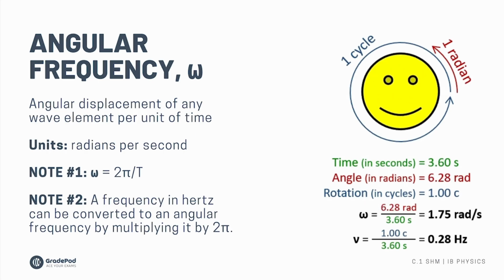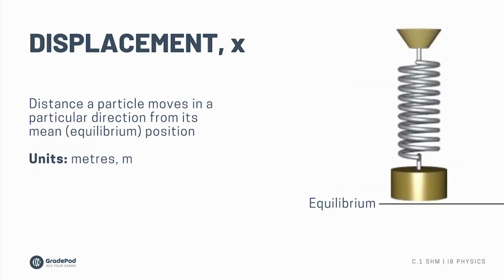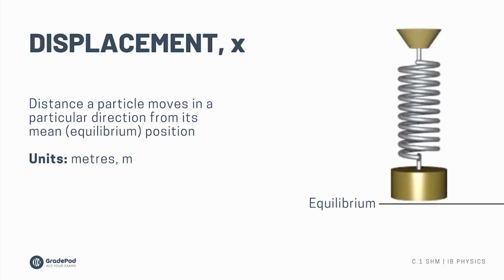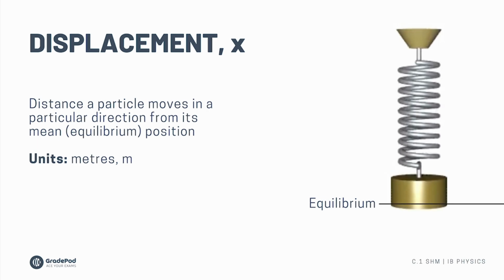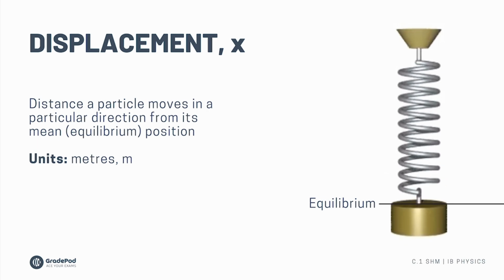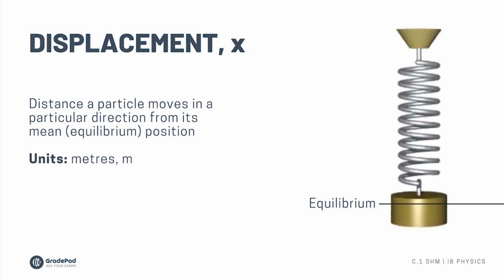And if you want to take a frequency in hertz and convert it to angular frequency, you simply multiply it by 2 pi. Displacement for a particle undergoing SHM is the distance a particle moves in a particular direction from its mean equilibrium position. If you look at the animation here, the equilibrium position is shown. That would be x equals 0.